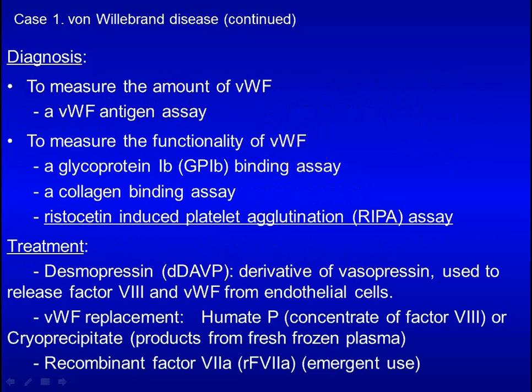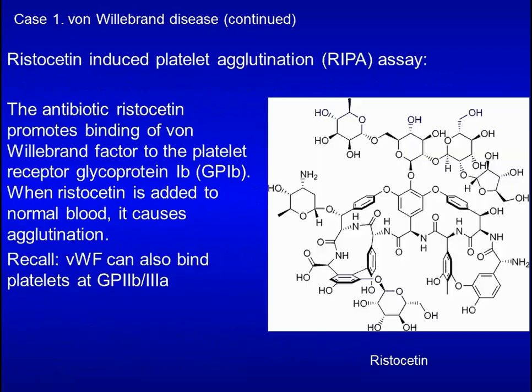Here, I'm going to show you the ristocetin-induced platelet agglutination assay. The antibiotic ristocetin promotes binding of von Willebrand factor to GP1B on platelets. Recall, von Willebrand factor can also bind platelets at GP2B-3A. Therefore, when ristocetin is added to normal blood, it causes agglutination of platelets.